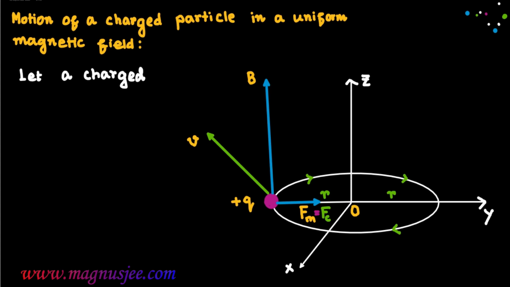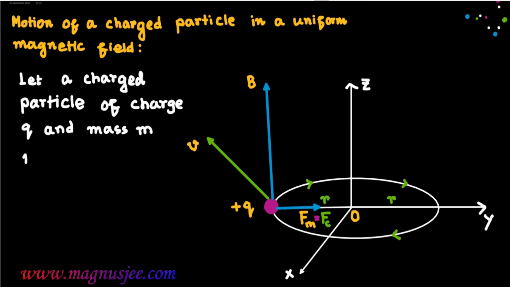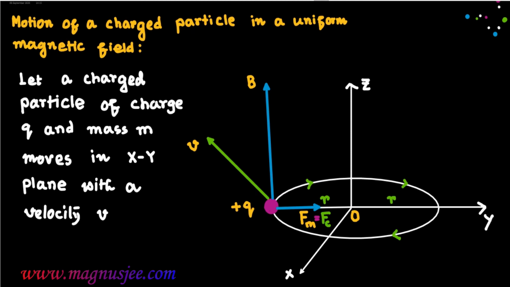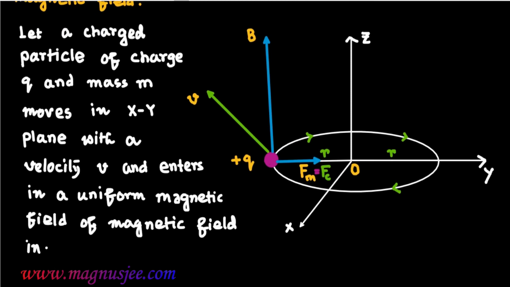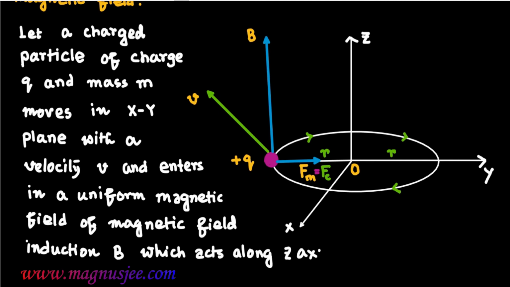Let a charged particle of charge plus Q and mass m, a positively charged particle of mass m, move in the xy plane with a velocity v and enter a uniform magnetic field of magnetic field induction B, or magnetic flux density B, which acts along the z-axis.